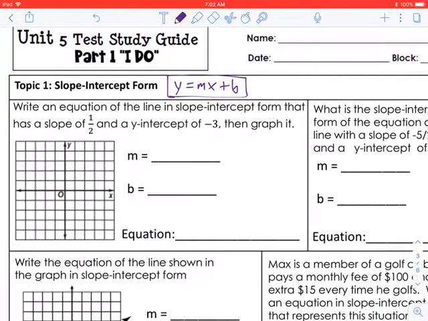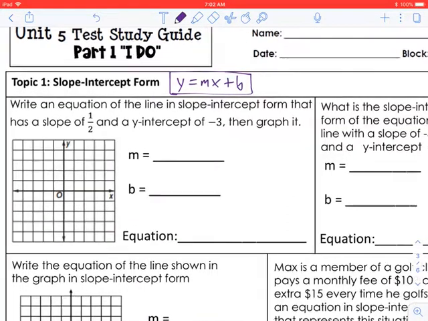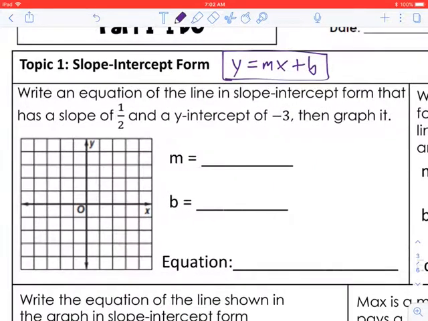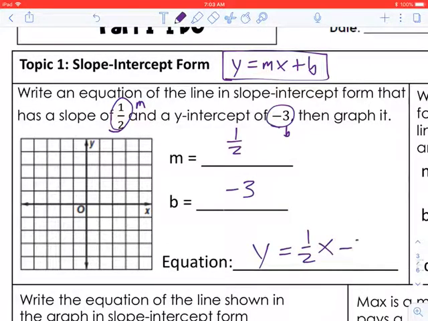Okay, so these first few problems are all the same. We're trying to get it in y equals mx plus b. In this first one, write an equation of the line in slope-intercept form that has a slope of 1/2. The slope is always m, y-intercept of -3. The y-intercept is always b. So my slope is 1/2, my b value is -3, and so my equation is y equals 1/2 x minus 3.